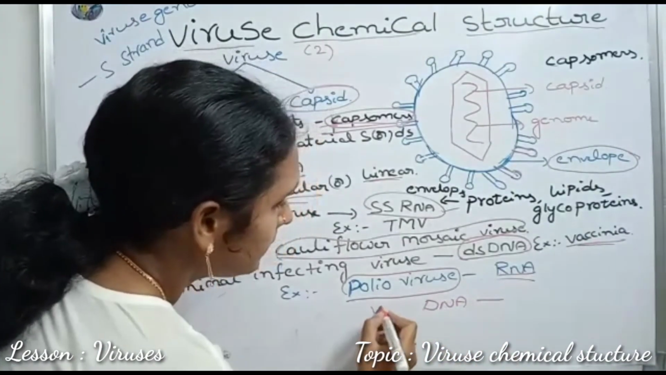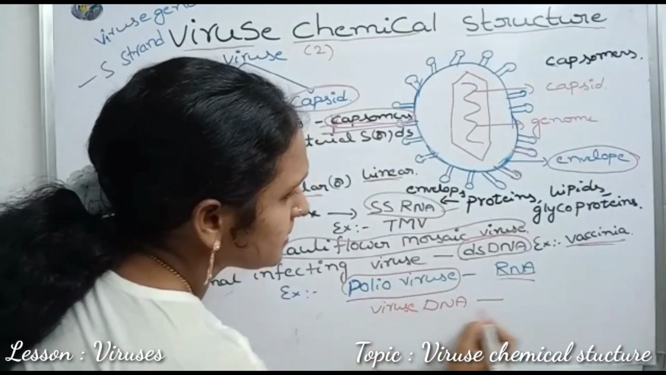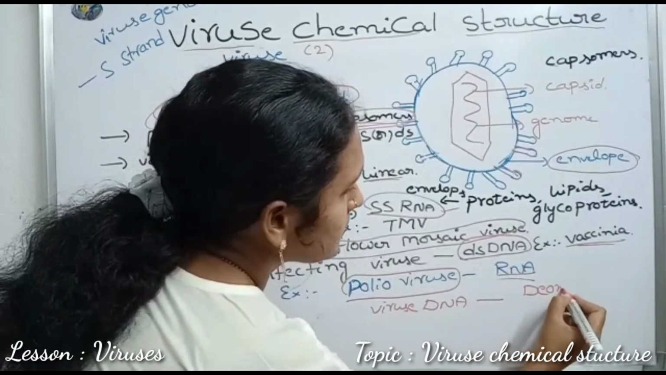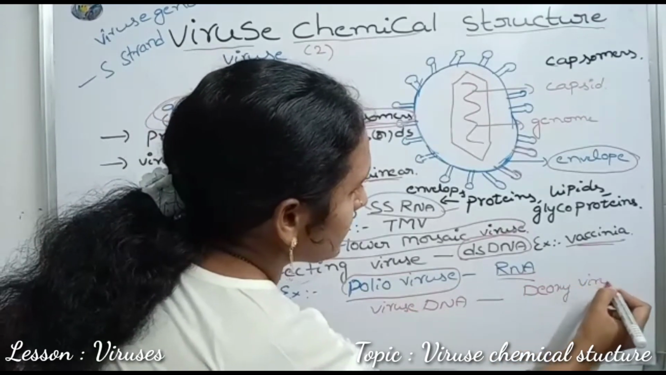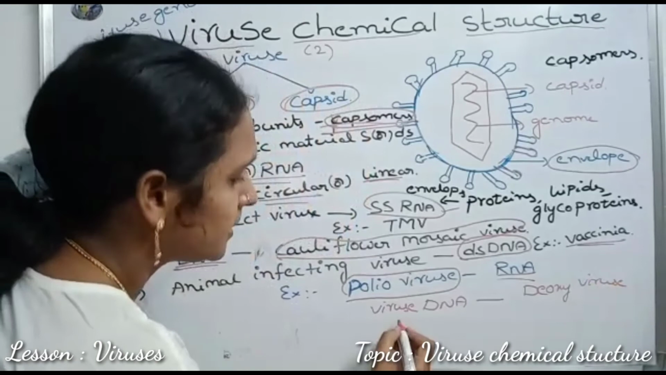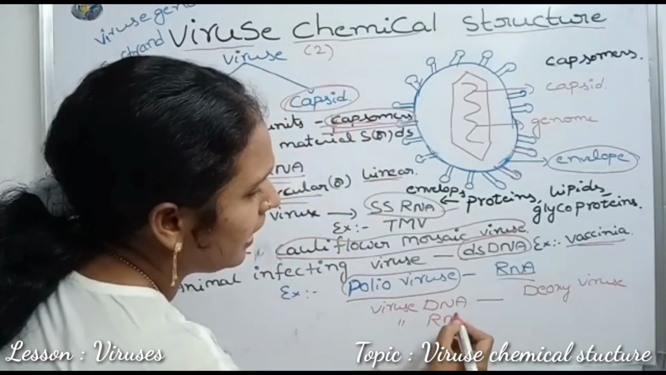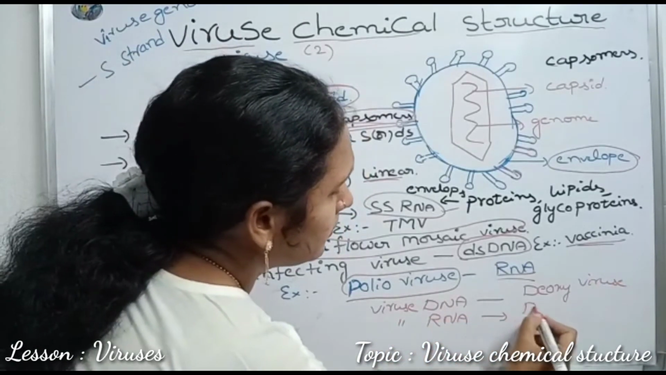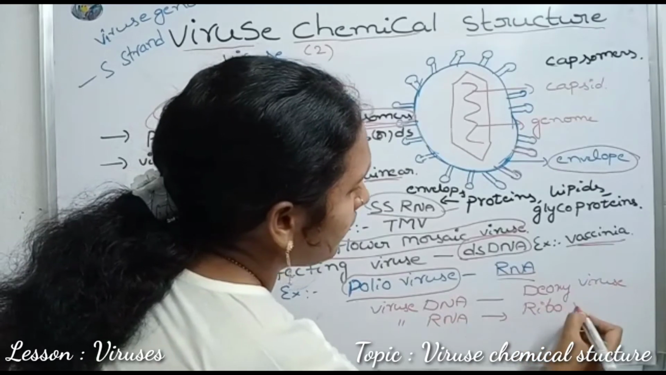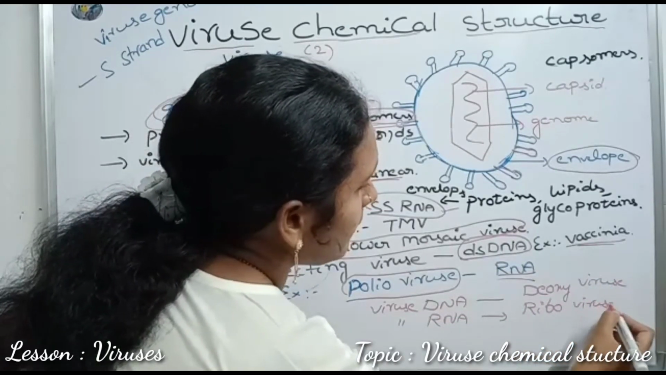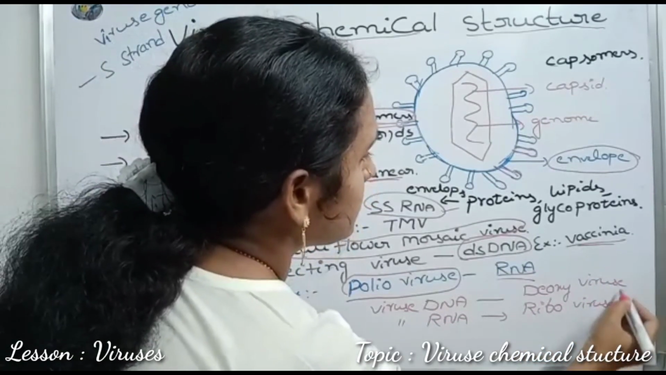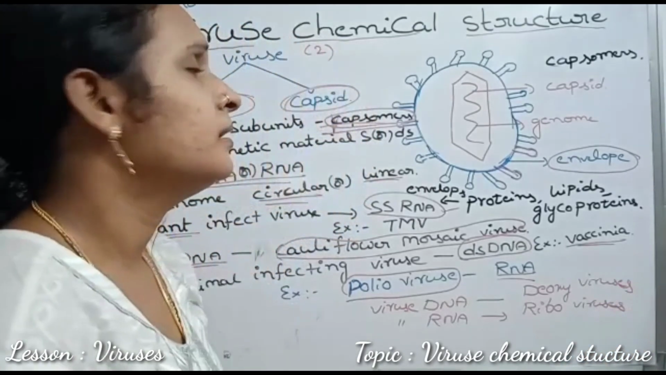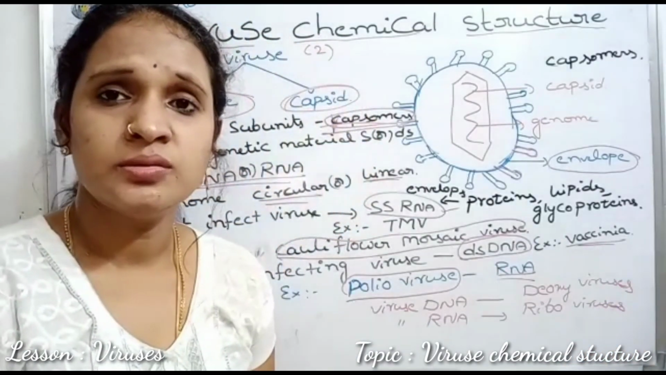A virus that contains DNA as genetic information is called a deoxyvirus. A virus that contains RNA as genetic information is called a ribovirus.